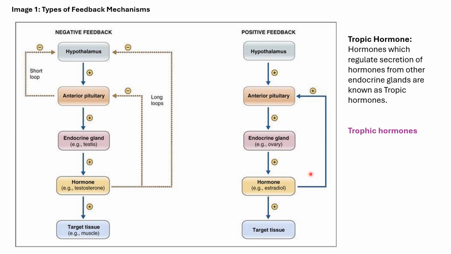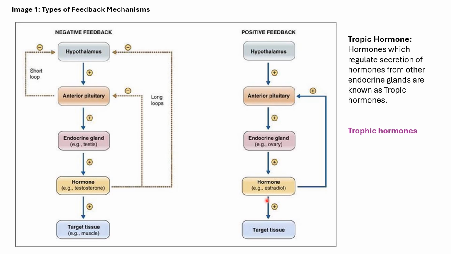Now let's look at this other side, the positive feedback. So in positive feedback, the hypothalamus secreted a hormone. That hormone goes to the anterior pituitary and it stimulates the specific target cells of the anterior pituitary to make a specific hormone. That hormone goes in the blood and goes to the endocrine gland, which has target cells for that hormone. And that endocrine gland, in this example, is an ovary. The ovary secretes estradiol, which is a type of estrogen.